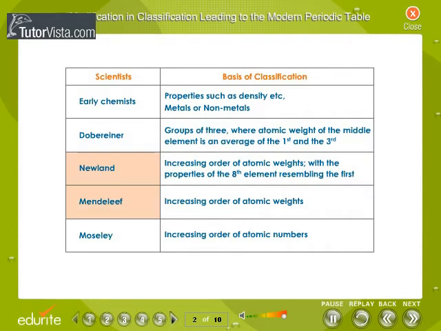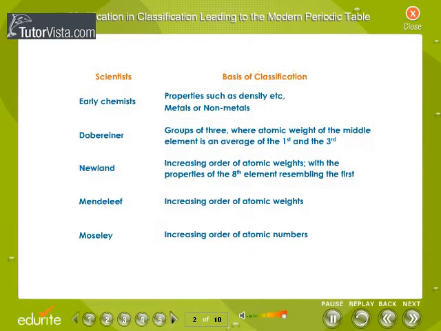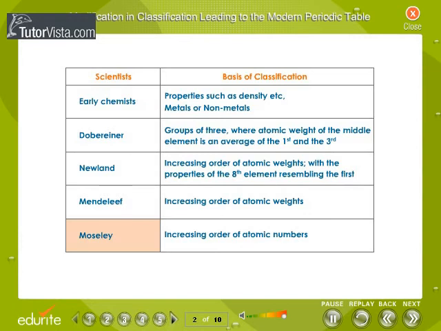Newlands and Mendeleev both classified elements in the increasing order of atomic weights. The first and the eighth element in Newlands' classification have similar properties. Today, we follow Moseley's classification of elements based on the increasing order of atomic numbers.